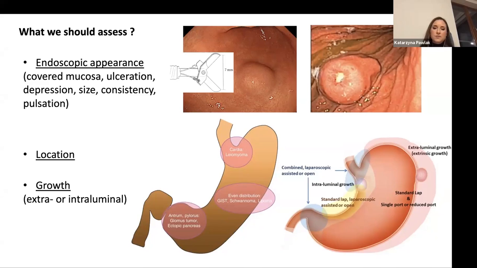referred to EUS assessment. Some of them can also have a typical consistency, like in the case of lipoma, but also pulsation can be typical for some vascular lesions. Then we can check the location, which can also be typical for some types of lesions, like leiomyoma in the cardia, but also ectopic pancreas in the antrum. And growth is also very important. It's very important to assess this type of growth, if it's extra or even intraluminal.